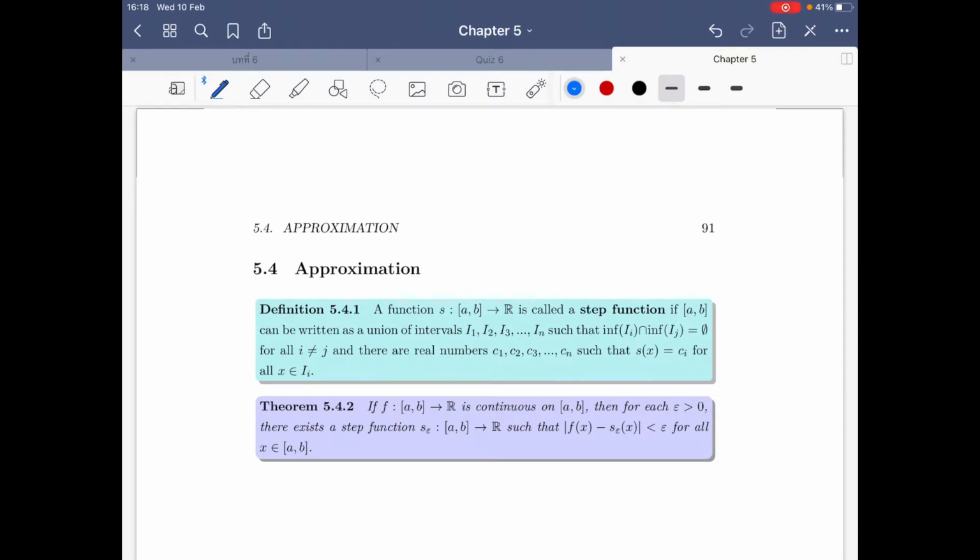or piecewise constant function. Okay, so the step function: a function s from the closed interval [a, b] to the real numbers R is called a step function if your interval [a, b] can be written as a union of intervals I1, I2, I3, up to In, such that the intersection of I_i and I_j is empty. So basically the intervals do not intersect each other.